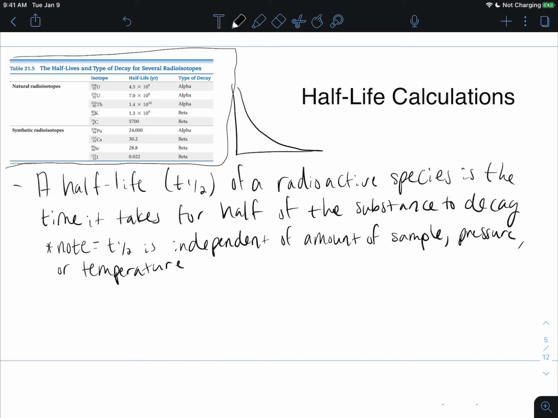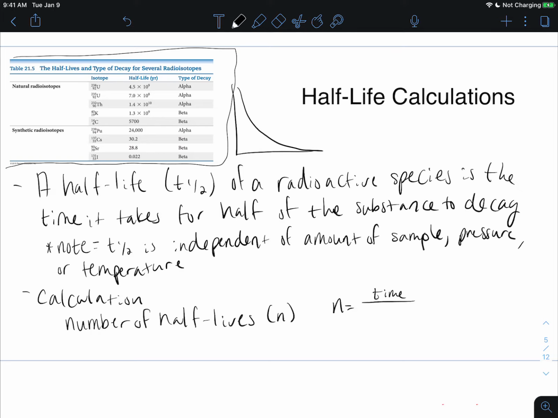So our calculations for half-life, we have two that we're going to look at. First, we want to know number of half-lives, which is given as n, and n is equal to time divided by the half-life. So if 2 years has gone by and the half-life is a year, 2 half-lives have gone by.